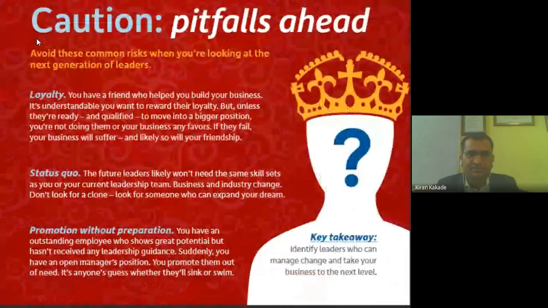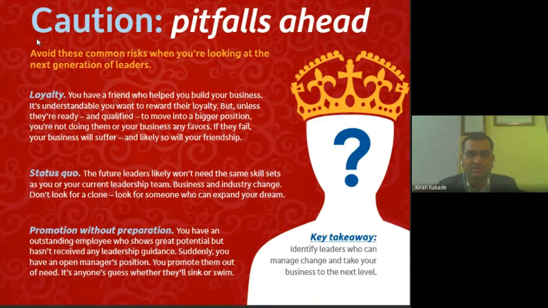Caution, pitfalls ahead. You need to avoid these pitfalls, or you need to be aware of them. These are common risks that most organizations face. Avoid these common risks when you're looking at the next generation of leaders within your organization. First, loyalty. You have a friend who helped you build your business. It's understandable you want to reward their loyalty, but unless they are ready and qualified to move into a bigger position, you are not doing them or your business any favor. If they fail, your business will suffer and likely so will your friendship.